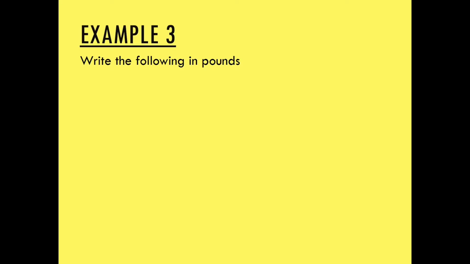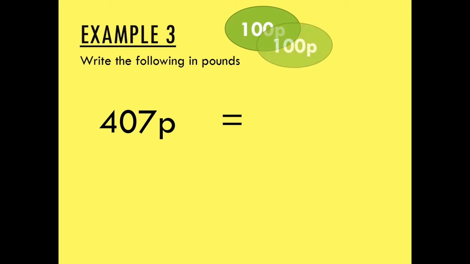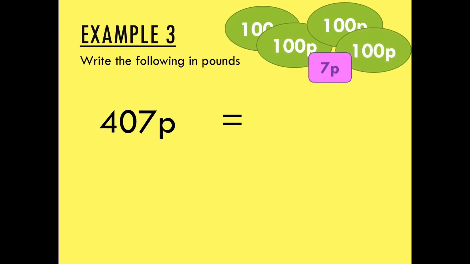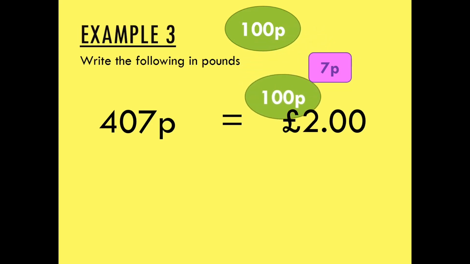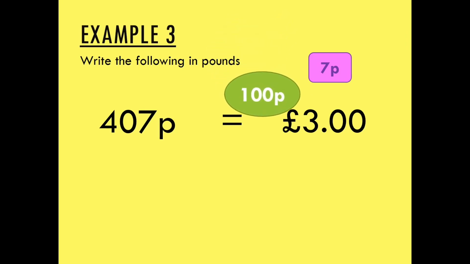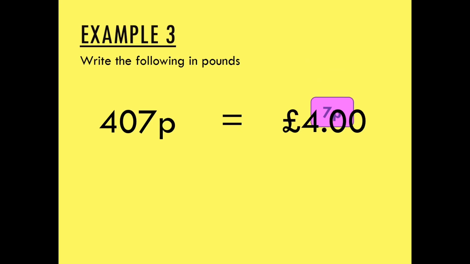Okay, so here's our final example. Okay, this time we're starting with 407 pence. So let's gather that up the top corner the same way as we had. So there's 1, 2, 3, 400 pence, and then we've got the wee 7 pence. Now we're going to bring that down. So 100 pence gives me £1. Adding in the next one gives me £2. Adding in the next one gives me £3. My last lot of 100 pence takes me up to £4, and then that wee 7p gets added in to give me a final answer of £4 and 7 pence.